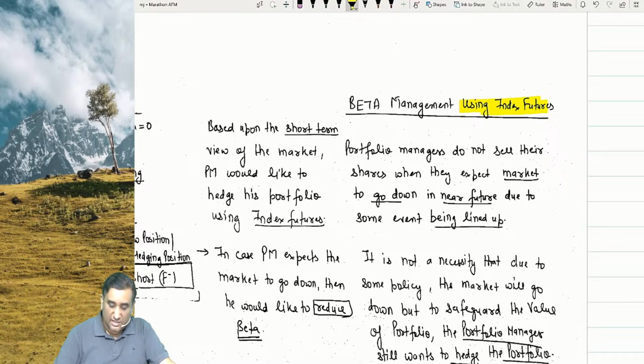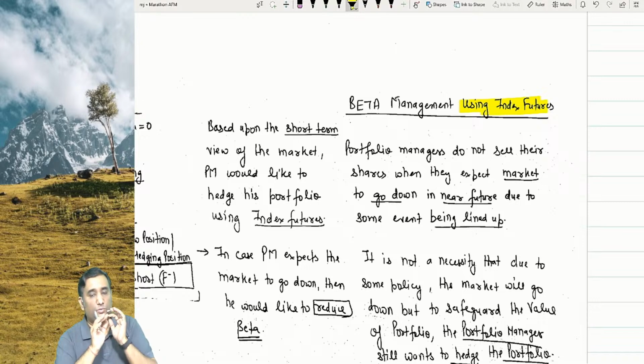This is generally done when there are some major events, for example, a Fed meeting, or let's suppose an RBI meeting, or election results about to come, or any other item which can disturb your portfolio. Now, one way is, if you think the portfolio can be disturbed or run into heavy losses, you sell it off and move out.